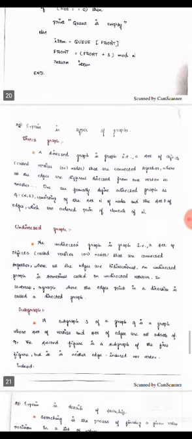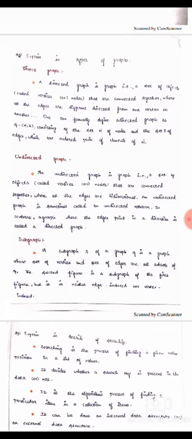Then comes the 22nd question. Explain the types of graph. There are various types of graph: directed graph, undirected graph, subgraphs, etc. First we are going to see the directed graph. A directed graph is a set of objects called vertices or nodes that are connected together, where all the edges are in different directions from one vertex to another.